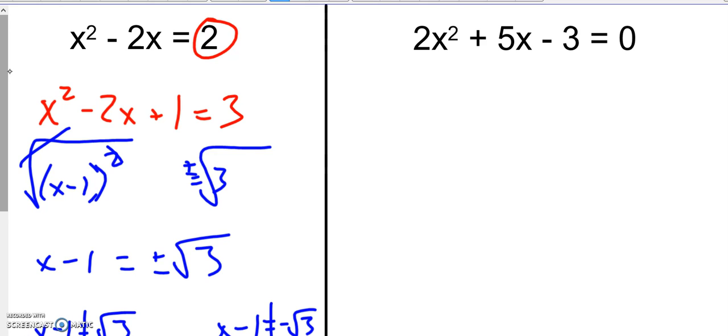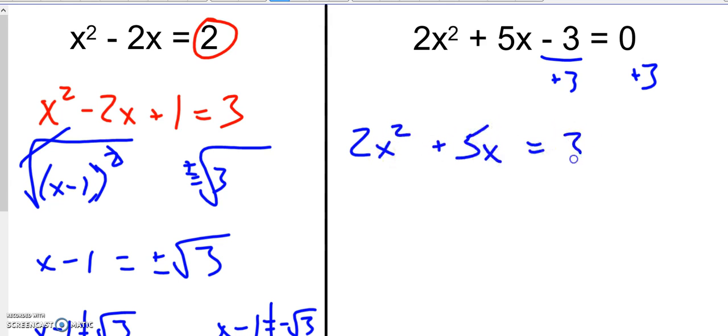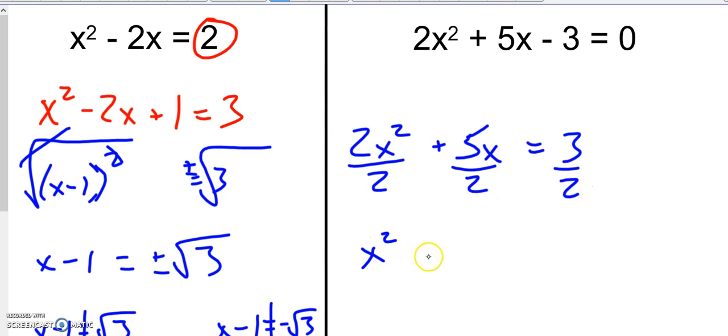On the right here, we have an example of what happens when c is on the left side. We want to push that over to the right, so I would have to add 3 to both sides. And now we have 2x squared plus 5x equals 3. We have another issue here. We don't want a to be bigger than 1. We need it to be 1, so we have to divide everything by 2. And we're going to get some decimals doing this, but it's okay. So x squared plus 2.5x equals 1.5.